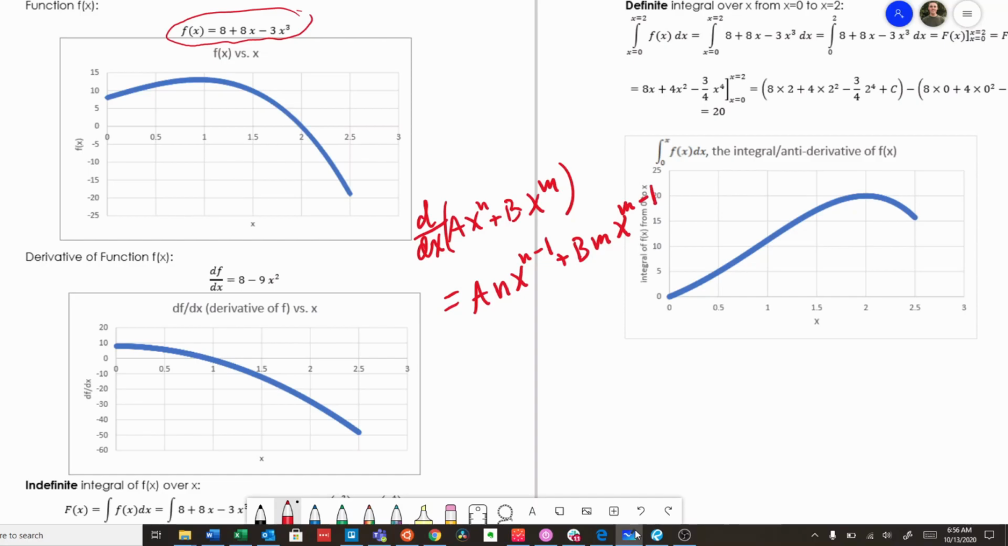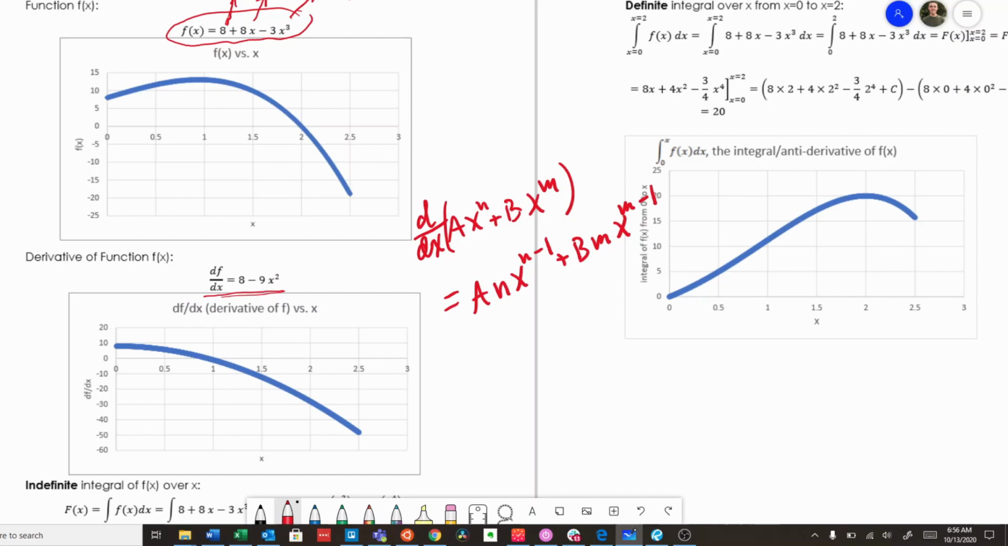So if you take the derivative here, the derivative of 8 there is going to be 0, right? The derivative of 8x then will just be 8, because x to the first power, the power drops down by 1, so that would go away. And minus 3x to the third, the derivative of that is going to be minus 3 times 3x squared, or in other words, minus 9x squared. So the derivative of this function is then 8 minus 9x squared.